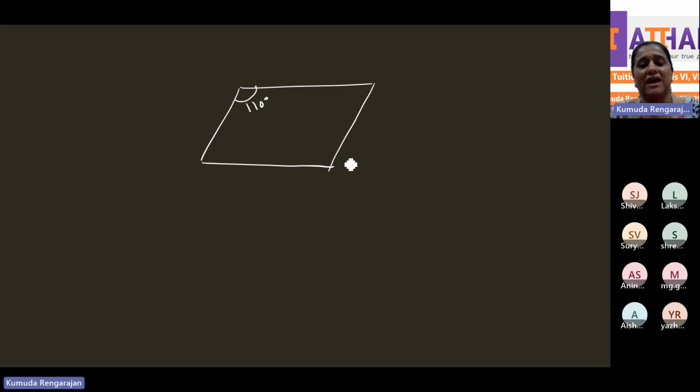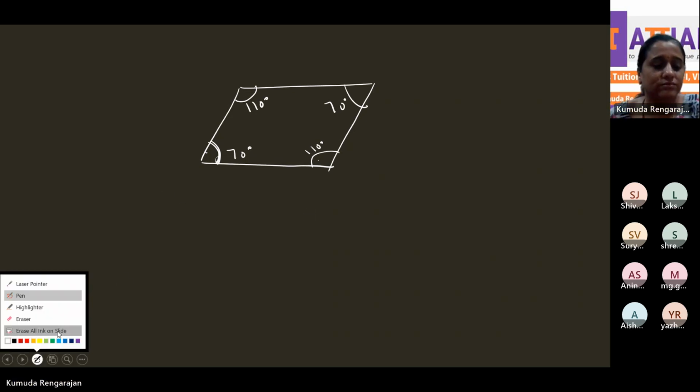Now we know that opposite angles are equal. So this also will be 110. And we know that adjacent angles are supplementary. So this one and this one, they are adjacent angles. They're supplementary. So this has to be 70. Now opposite angles are equal. So this will be 70. So in other words, if you know any one angle of a parallelogram, you can find all the others.